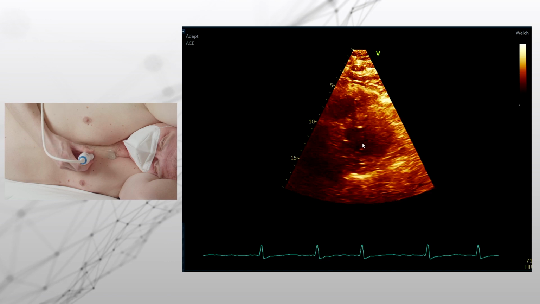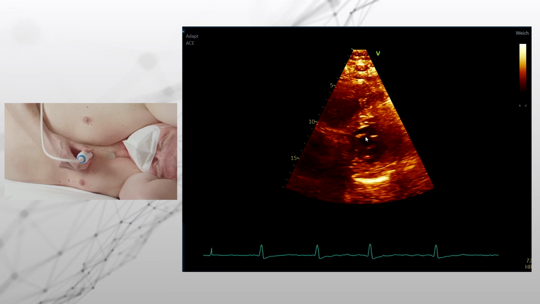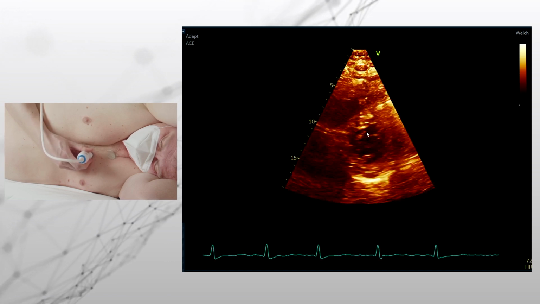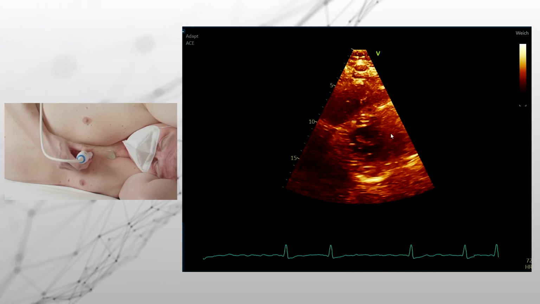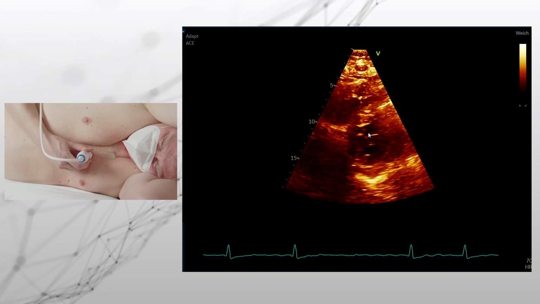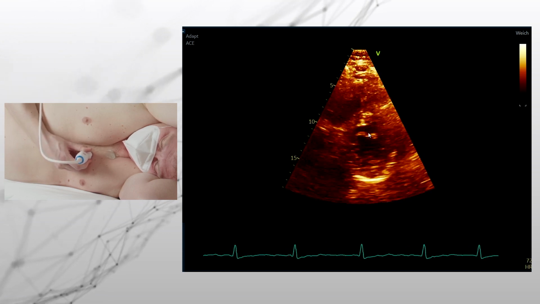Then we continue with the area of the mitral valve, where we do see again here the anterior and the posterior mitral valve leaflet, and we also see that the mitral valve, the anterior leaflet, at least parts of the chordae tendineae, are moving towards the LVOT.